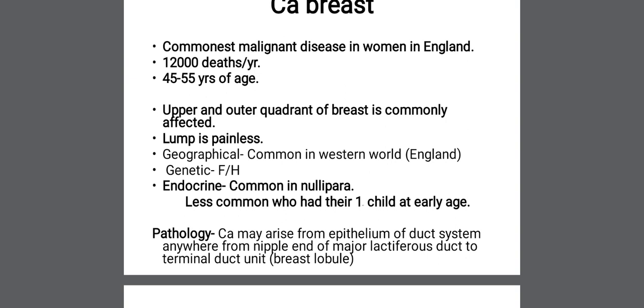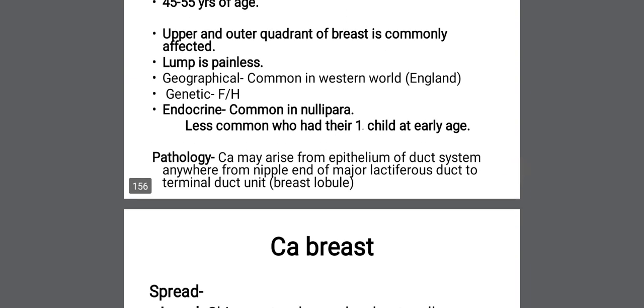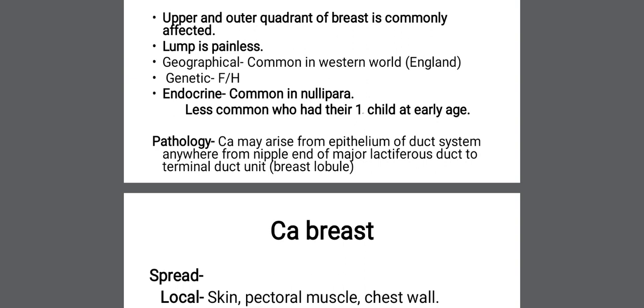Then geographically, it is common in the western world, and there is a family history of breast cancer in the affected females. There is an endocrine factor that may play a role in CA breast, that is, this disease is common in nulliparous women, while it is less common in those who had their first child at an early age. Then pathologically, this CA may arise from the epithelium of the duct system anywhere from the nipple end of major lactiferous ducts to the terminal duct unit, that is the breast lobule.